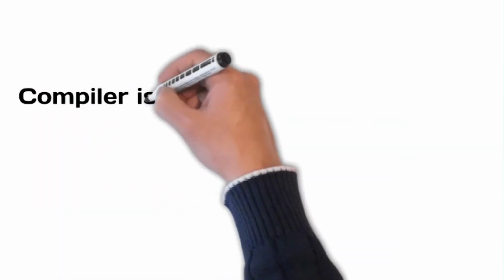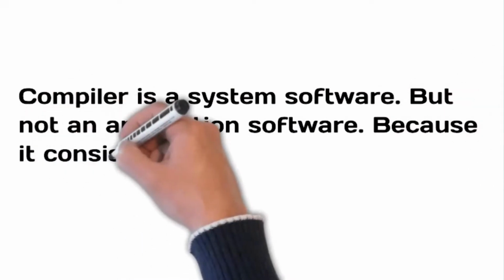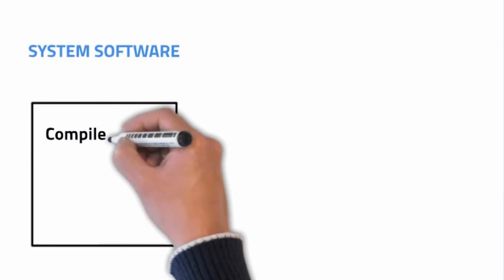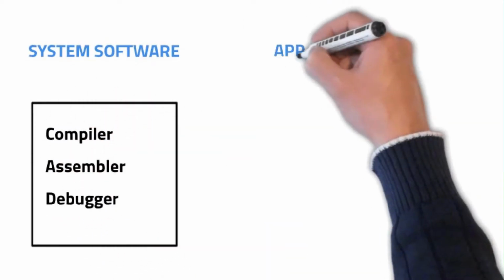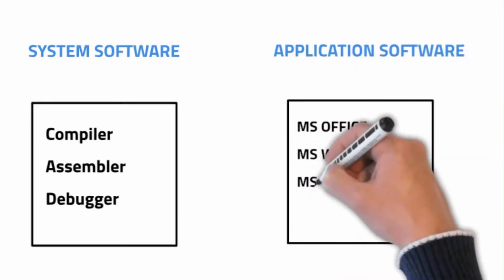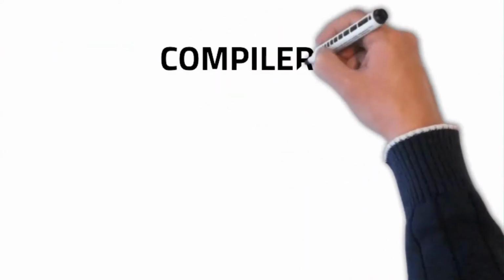A compiler is a system software, but not an application software, because it consists of program parts such as compiler, assembler, debugger, whereas application software consists of MS Office such as MS Word, MS PowerPoint, MS Excel, etc. Hence, a compiler is a system software.